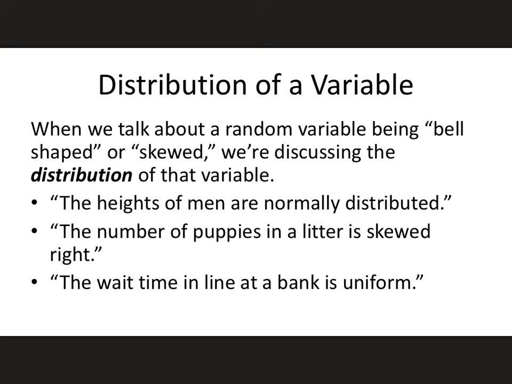When we talk about a random variable being bell-shaped or skewed, we're discussing the distribution of that variable. The heights of men are normally distributed. The number of puppies in a litter is skewed right. The wait times in line at a bank is uniform. Those are all different types of distributions.